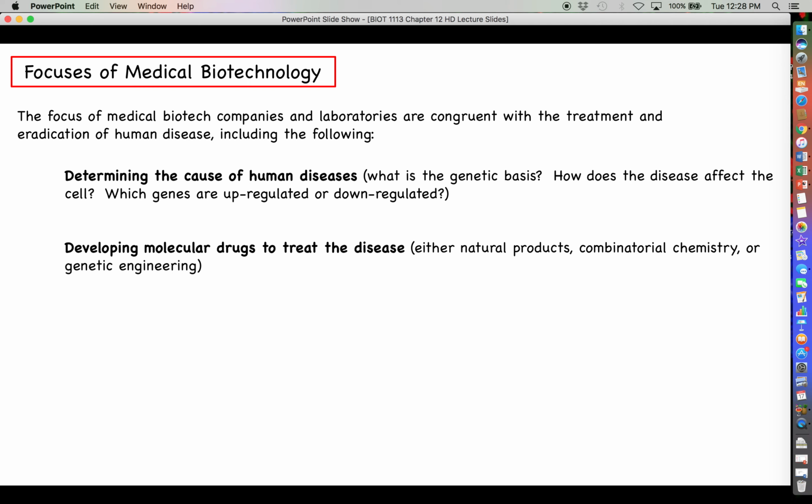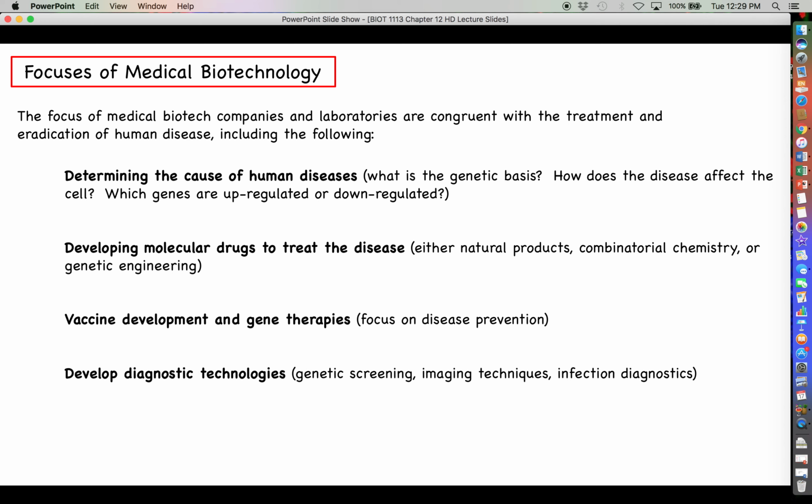Another thing that we can do is develop molecular drugs to treat the disease. So we're talking about the pharmaceutical industry here, either through natural products, which we've talked about before, combinatorial chemistry, which we're going to talk about later, basically taking already existing molecules and making them better, or by genetic engineering, which we have obviously talked about a lot in the past. This will also include vaccine development and gene therapies, so obviously here we're focusing on disease prevention.